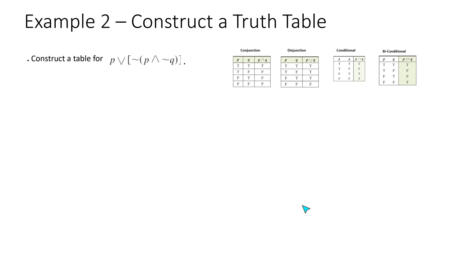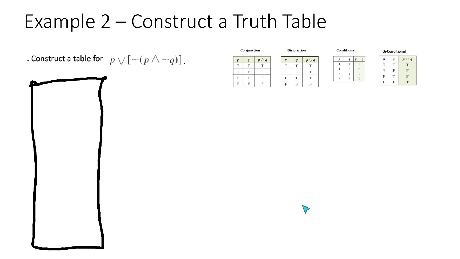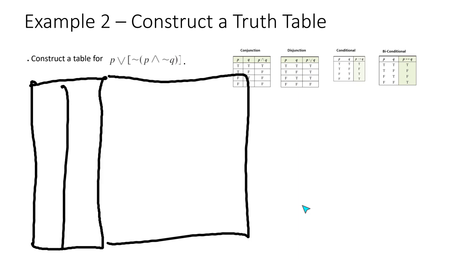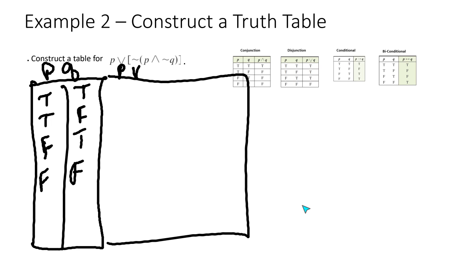First, decide which table you're going to use, right? You only have 2 symbols, two statements, P and Q. So let me just draw that out. So P and Q, true, true, false, false, and true, false, true, false. All right, so then our symbol here is P or bracket, negation P and negation Q, and then a bracket.